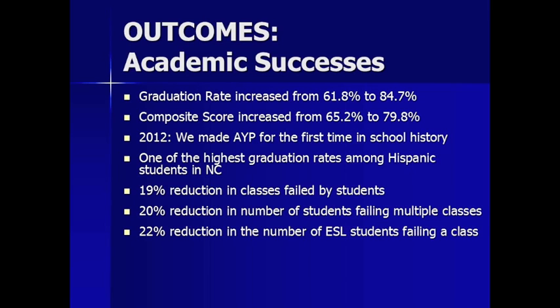Our composite score has gone from 65.2 to 79.8, which is the highest composite score in the history of our school. We made AYP for the first time in the history of the school in 2012. We have the highest graduation rate among Hispanic students in North Carolina. We had a 19% reduction in classes failed by students, a 20% reduction in the number of students failing multiple classes, and a 22% reduction in the number of ESL students failing a class.